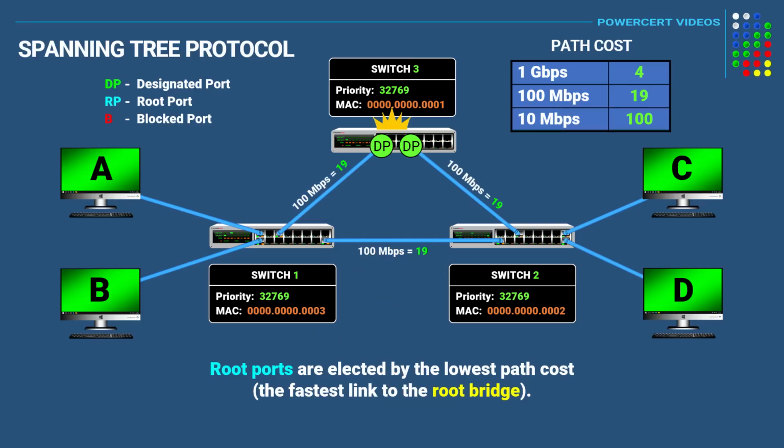So let's say that all the links between the switches are 100 megabits per second. And if we look at our chart, 100 megabits will have a cost of 19. So all three links will have a path cost of 19.